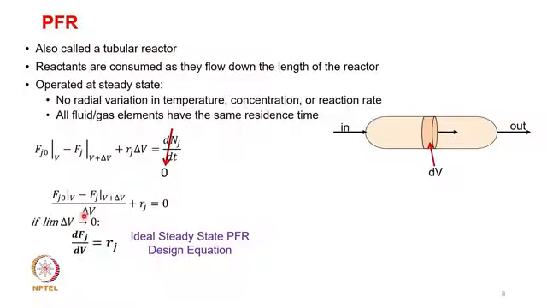When we start applying the limits, you can see that this particular term would be written as dFj by dV, and in fact it would be minus dFj by dV, because it is V plus delta V. When we take your rj that side it will be minus rj, and when we balance the signs, it would be dFj by dV is equal to rj. So, this is the ideal steady state PFR design equation.